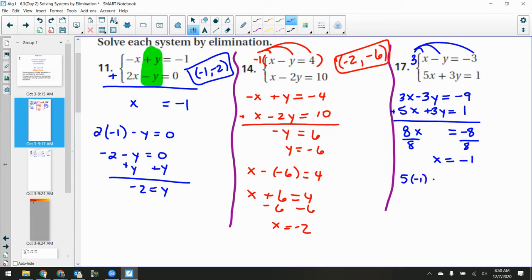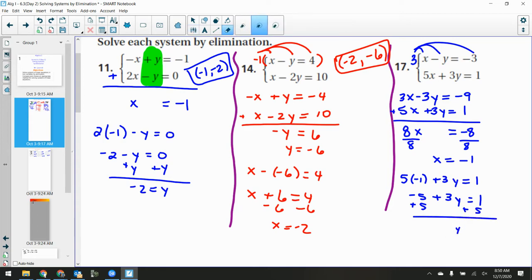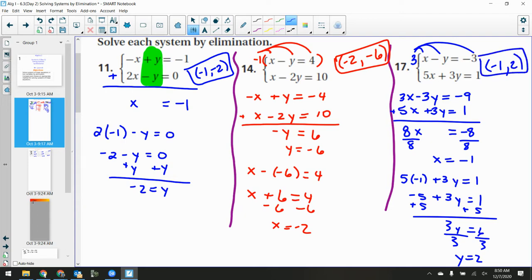5 times negative 1 plus 3y is equal to 1. So this is a negative 5. I add the 5 over to the other side, which means I get a 3y. What do you think about 6? 3y is equal to 6. Divide by 3. Y is 2. So my coordinate is negative 1 comma 2. And that's my answer.